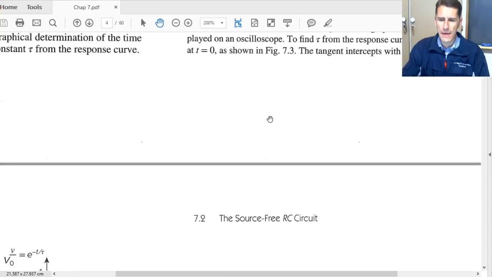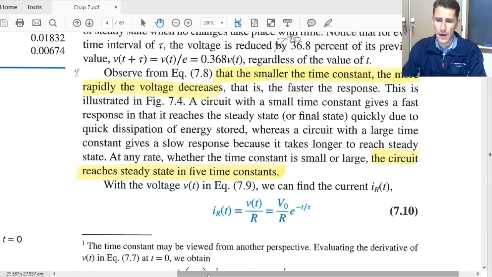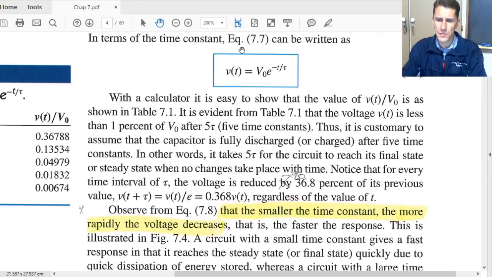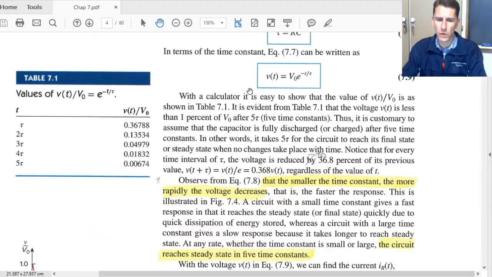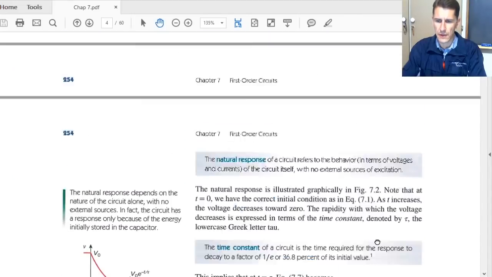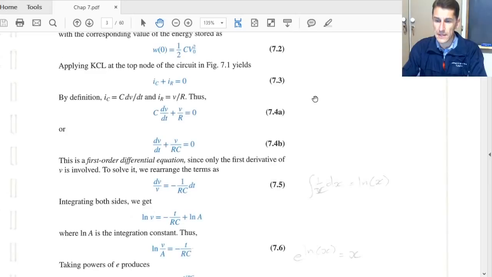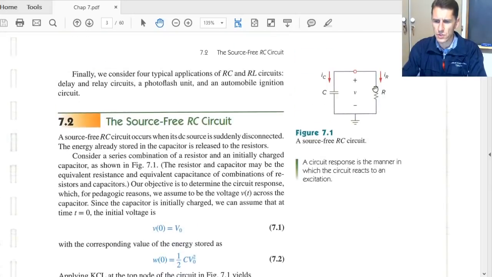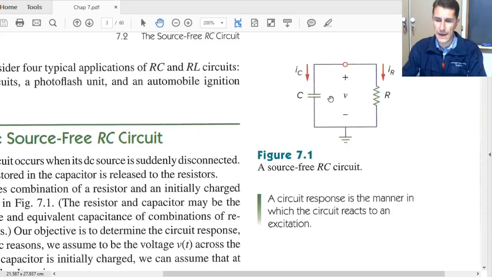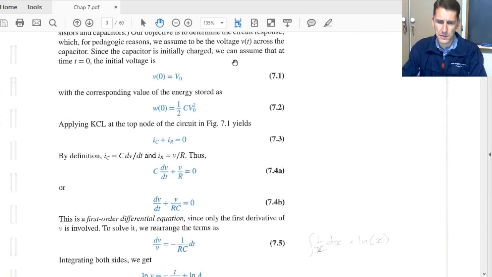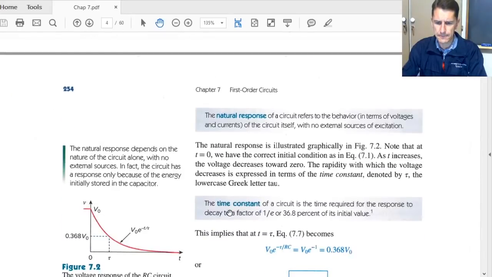Now, what we've determined up to this point is just an equation for the voltage across the capacitor. So that v(t) is now the voltage across our capacitor and the resistor over here. So we've got an expression for that voltage. Once we've got that voltage, we can now figure out an expression for the current through the resistor and the current through the capacitor. So that is what they do next.